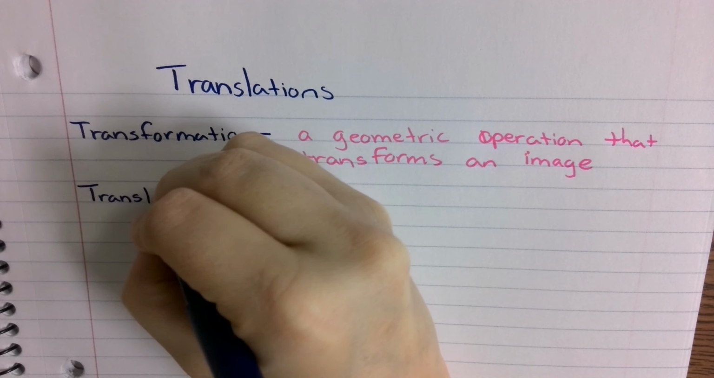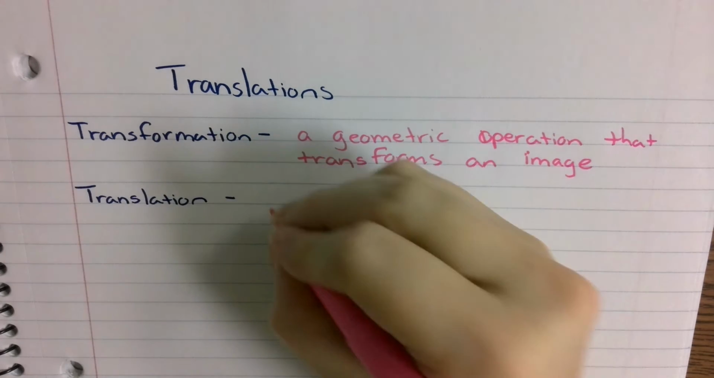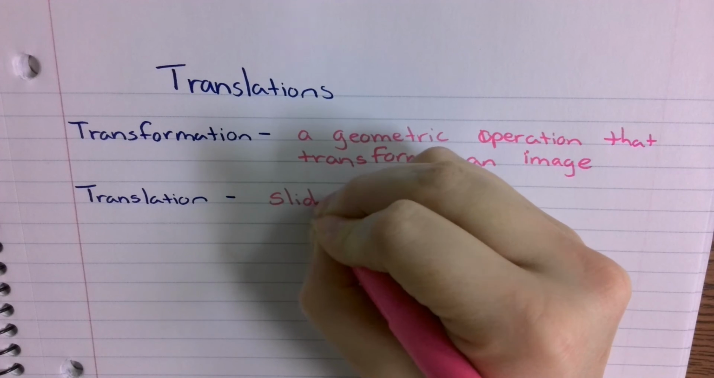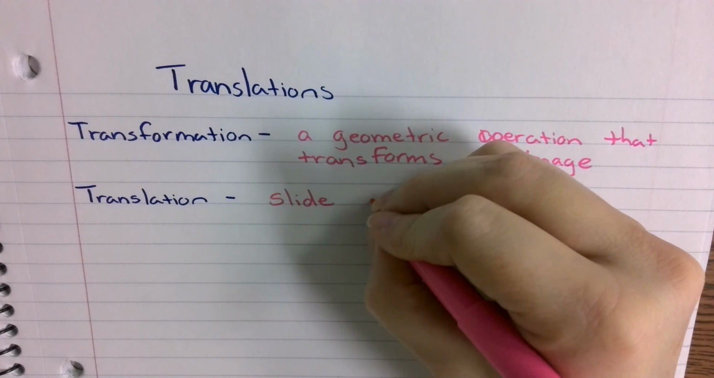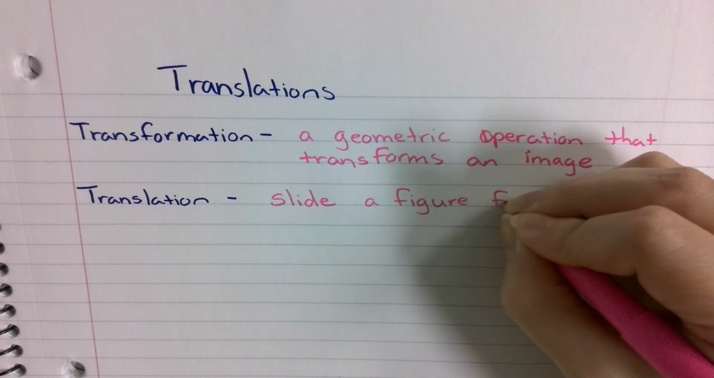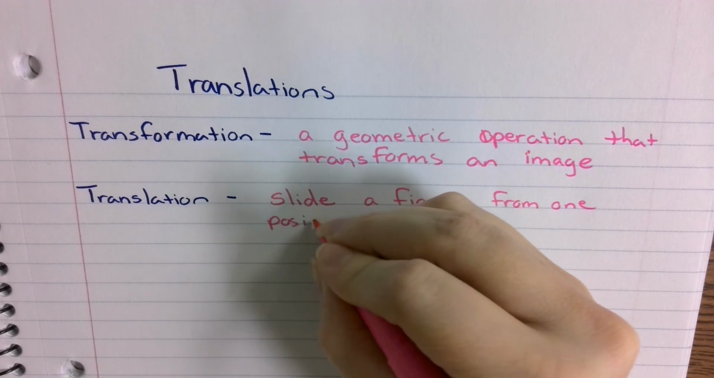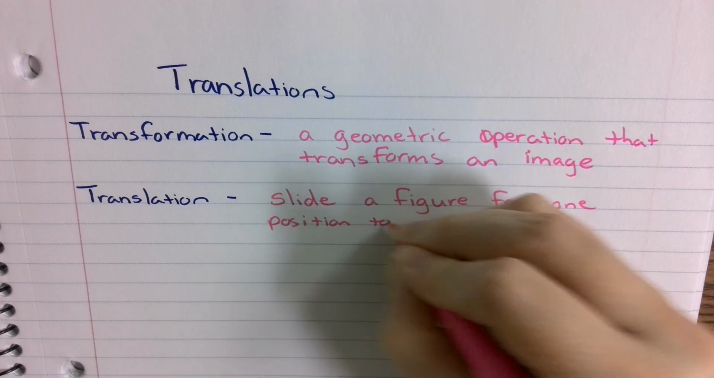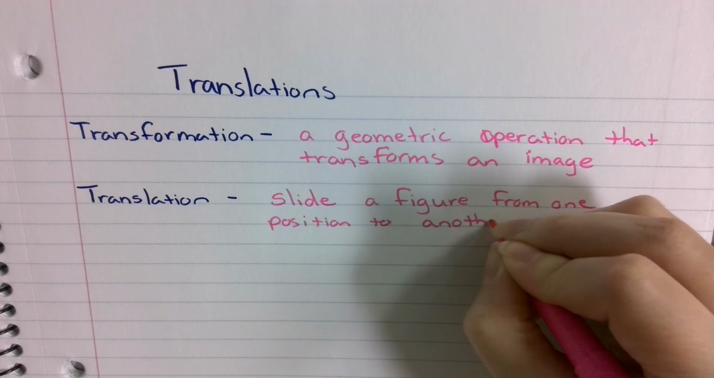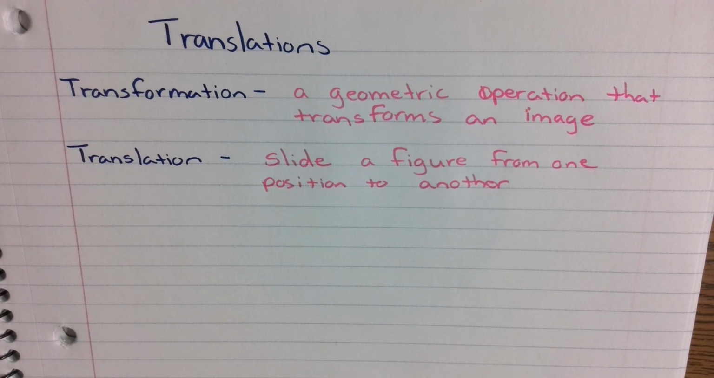So we're focusing today on translation, okay? And a translation is just the sliding of a figure. So another word for translate is slide. So you're going to slide a figure from one position to another. Translation is just sliding a figure from one position to another.